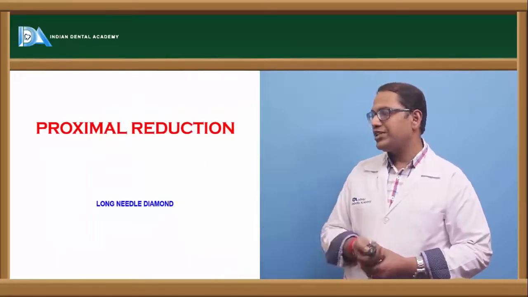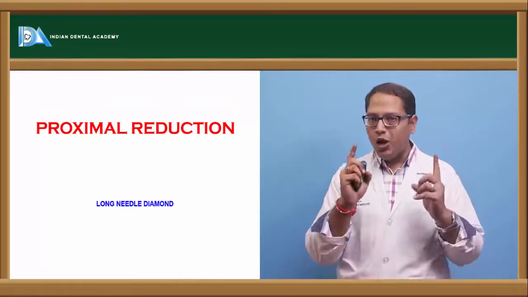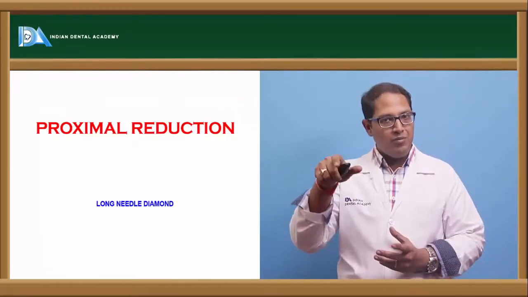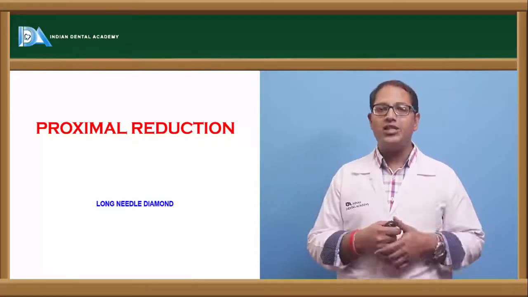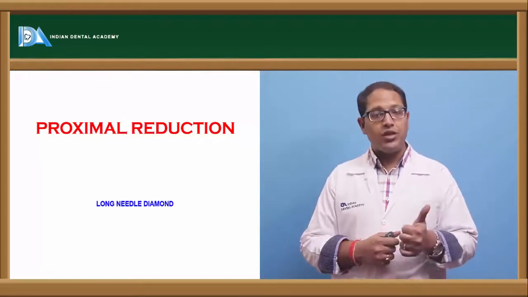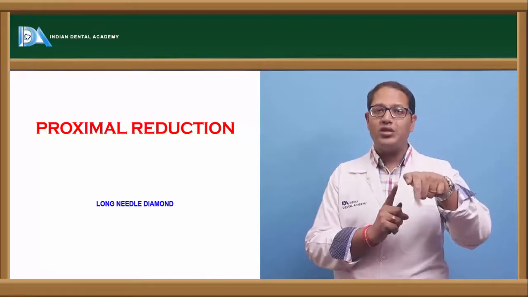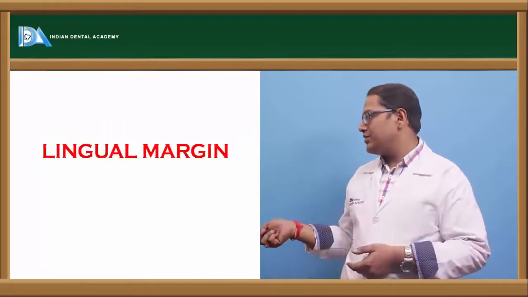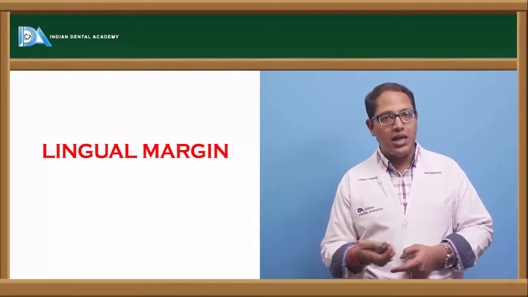Now proximal reduction, how do we do that? For proximal reduction, we spoke that a small lip of enamel will be present. We will break off those lips of enamel and then there will be the proximal reduction. The most important thing is that you have to do it with a long needle diamond, because you have to reach the contact area of the adjacent teeth and break that contact area. That is important.